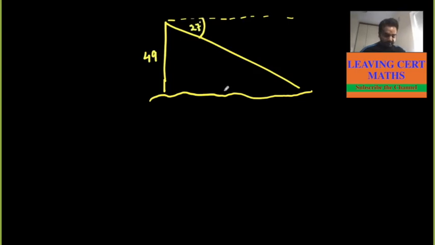Now what do they ask you? Find the distance from the foot of the cliff to the boat. From here to here you have to find this distance. So you have to find x. Now think about how you will find x, because in this triangle only 49 is given. You can say this is a right angle triangle because the cliff height is 90 degrees.